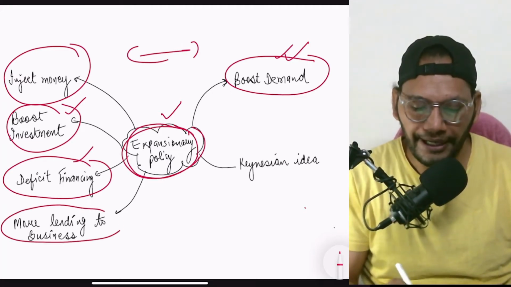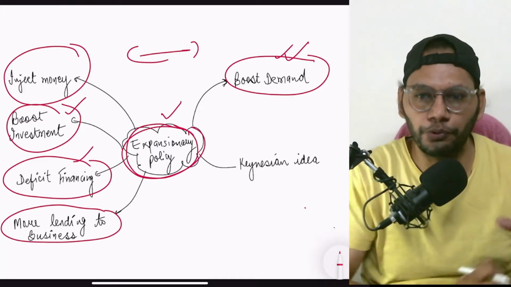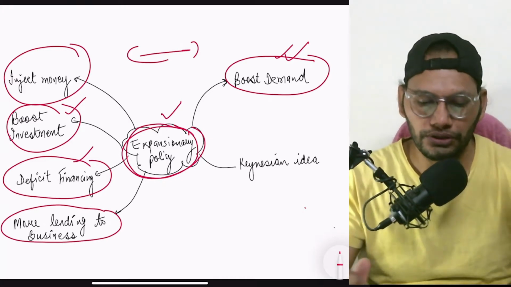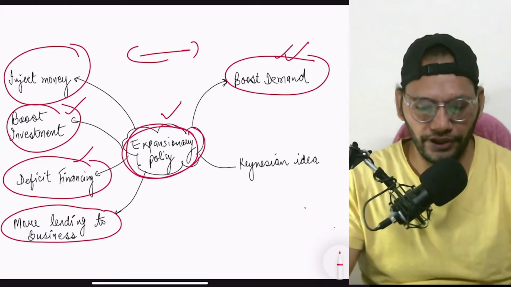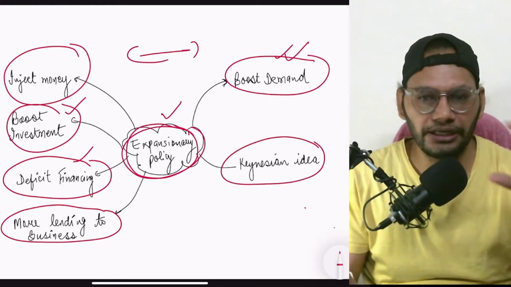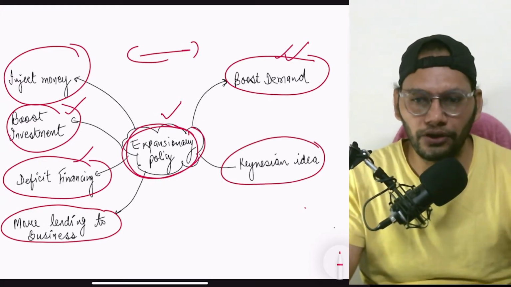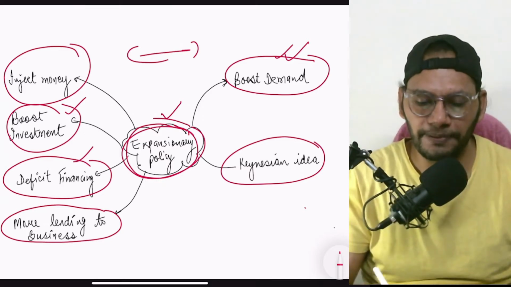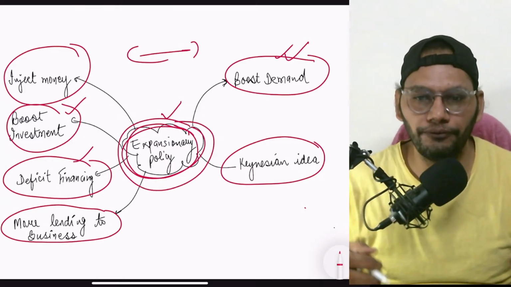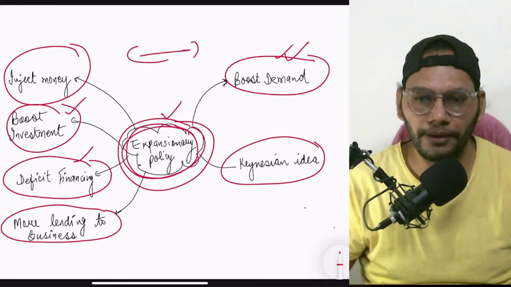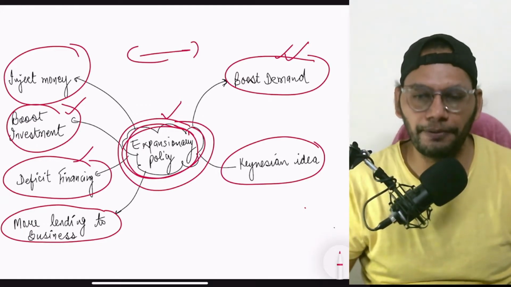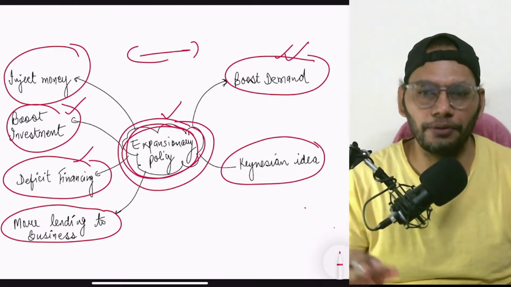So more lending to the business. The basic purpose is to boost the demand. And when the economy grows, it leads to demand pull inflation. This is called the Keynesian idea. He said that when the economy goes down, the government needs to take expansionary policy. The government needs to infuse more money in the market. The government needs to motivate the business people to expand their business so that the economy can be revived.